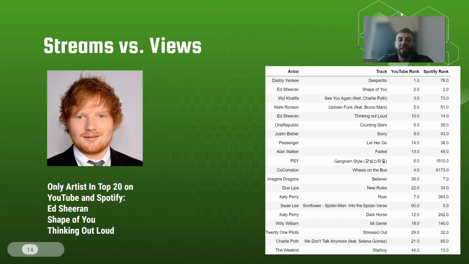Thinking Out Loud. I found this interesting, and seeing the side-by-side comparison, I noticed that YouTube definitely had a larger influence on the data. As you see, Psy has number 6 on YouTube, and Spotify is 1.5K. So YouTube has a larger audience and is generating more views over Spotify streams.